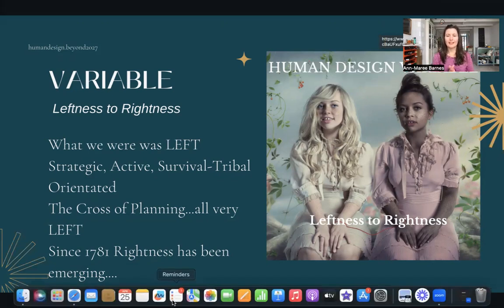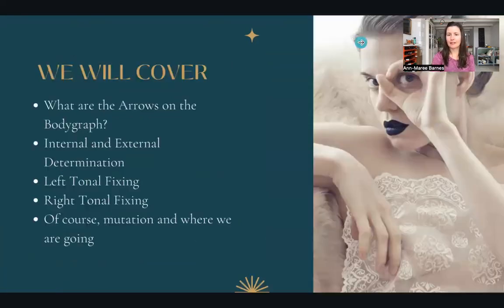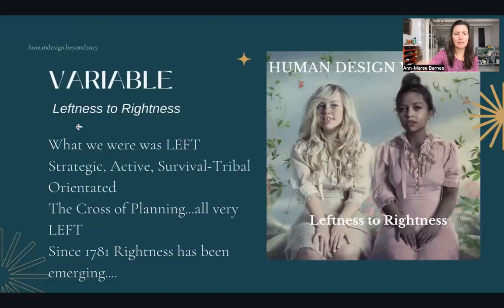Okay, so variable, also known as the arrows on the Human Design body graph. Just want to get rid of that. Yeah, perfect. Let's go back one. Perfect. All right. First day of Mercury going direct after a couple of weeks, so just ironing out all the kinks. So variable, variable, variable. These are the arrows around the head in the Human Design body graph.